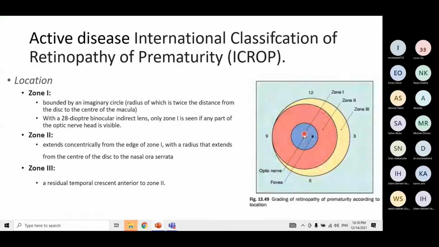Zone 1 disease is the most severe form of the disease because we still have a large area of ischemia of the retina. On the contrary, zone 3 is the very mild disease because most of the retina is vascularized and you have only a small area of ischemia. Zone 2 is a ring-shaped area extending to the nasal retina, and we have a crescent-shaped area. This is zone 3. Why do we have zone 3? Because the vessels reach here by 34 weeks of gestation, but to reach here, it goes up to 40 weeks of gestation. So there is a bit of difference between them. Okay? Is that clear for you?